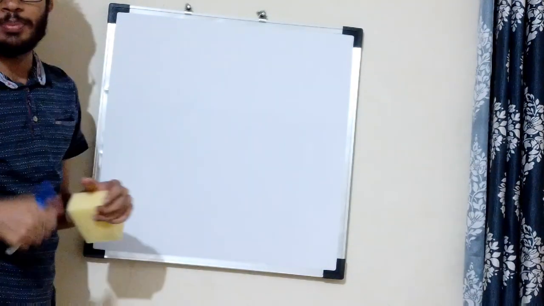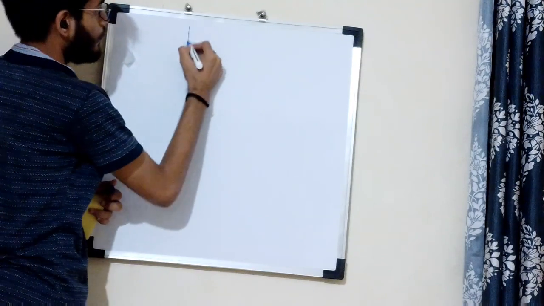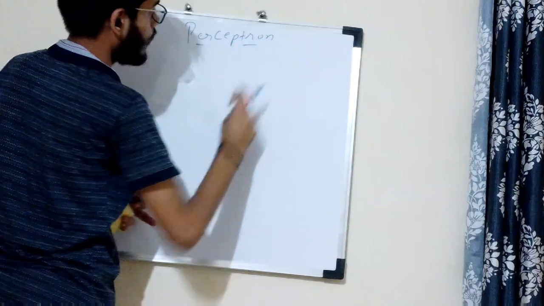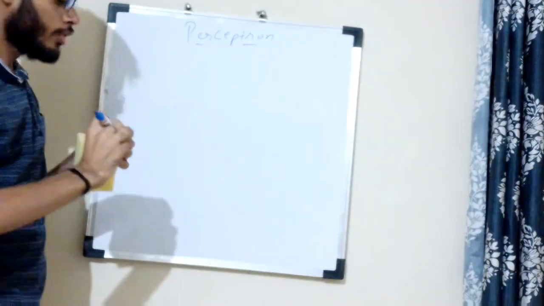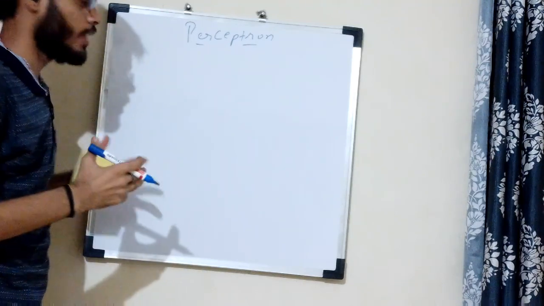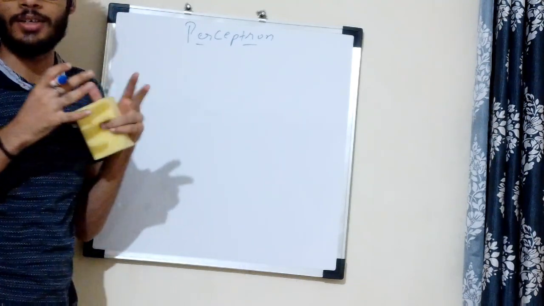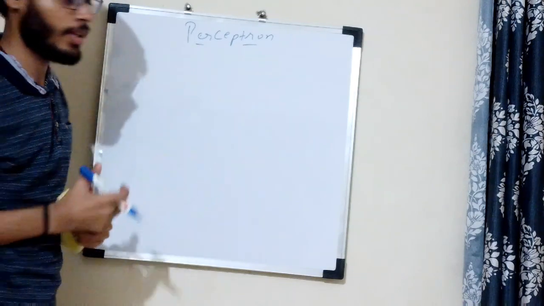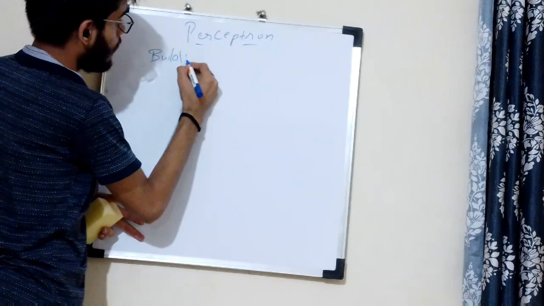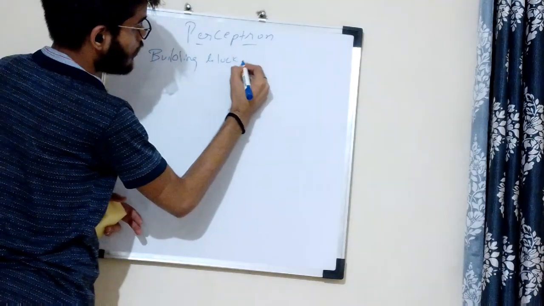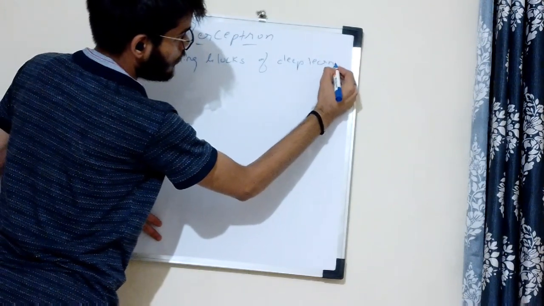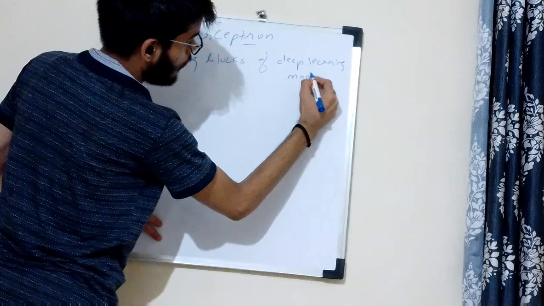So what is Perceptron? Perceptron, P-E-R-C-E-P-T-R-O-N. So what is Perceptron in deep learning? Perceptron is basically the building block of deep learning. You can say deep learning networks, deep learning layers, deep learning models, whatsoever. These are the building blocks of deep learning models.